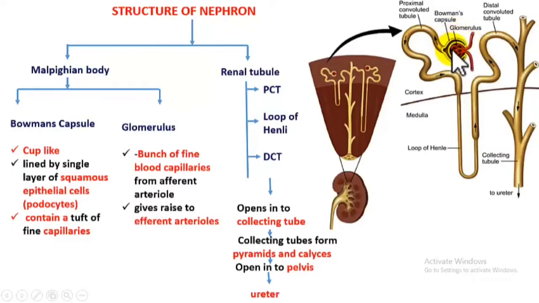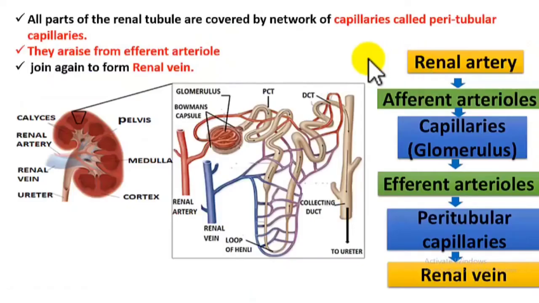Filtration జరగాలంటే blood రావాలి కదా. So how the blood is brought to nephron? So to understand that, we need to understand the blood circulatory system of the nephron. So let us see that circulation part.